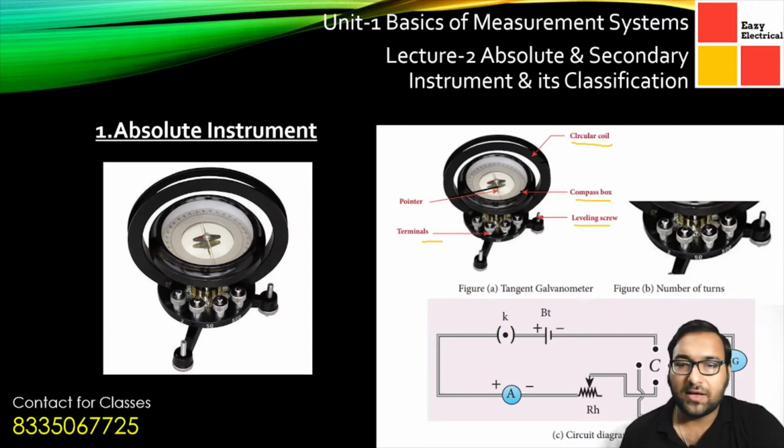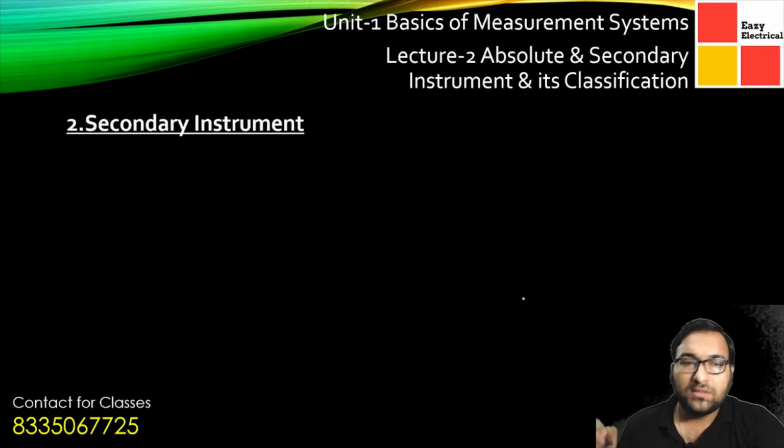This is the basic diagram of the tangent galvanometer, and the number of turns are here. This is a basic simple circuit of the tangent galvanometer. In the same manner as we connect an ammeter with an instrument or with any circuit, the tangent galvanometer is simply connected in that same way. So this is the basic understanding of the absolute instrument, and here in this case we have shown the tangent galvanometer.